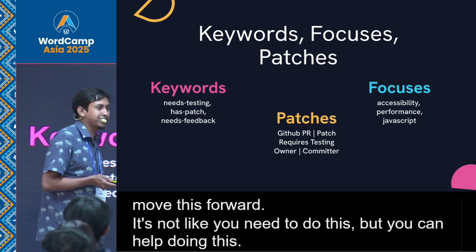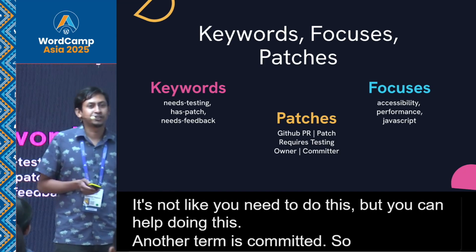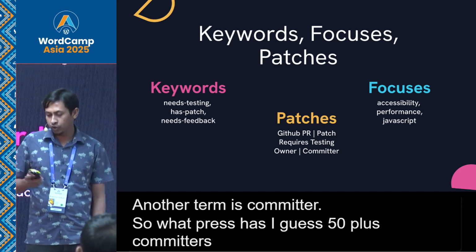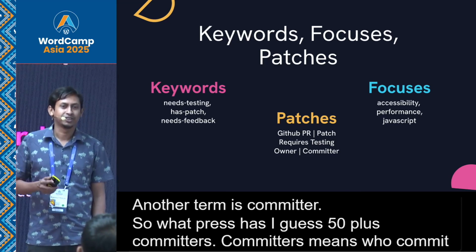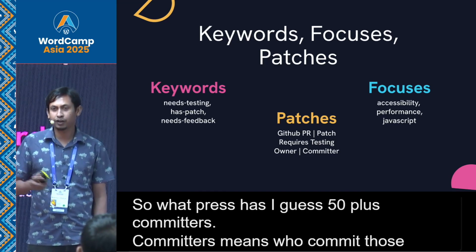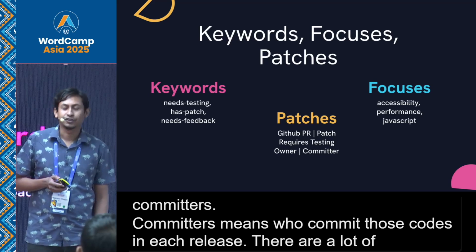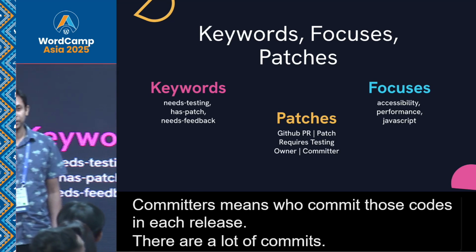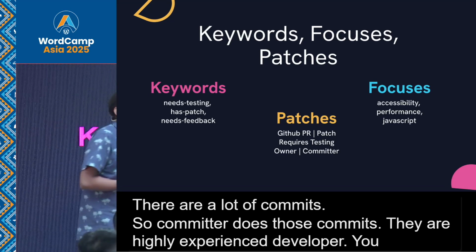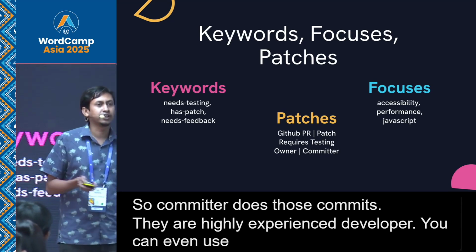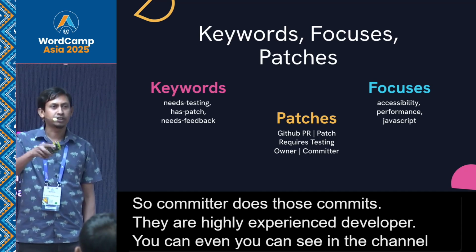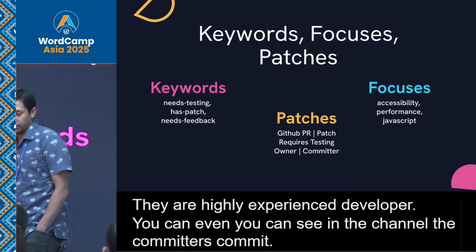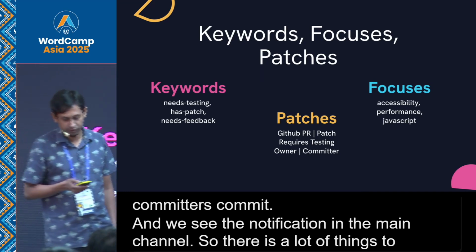Another term is committer. WordPress has, I guess, 50 plus committers. Committers means those who commit the code. In each release, there are a lot of commits, so the committer does those commits. They are highly experienced developers. You can see in the channel the committers commit, and we see the notification in the main channel. So there is a lot of things to learn from them as well.